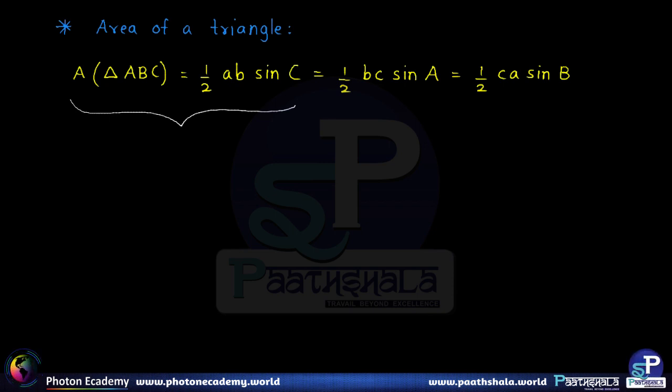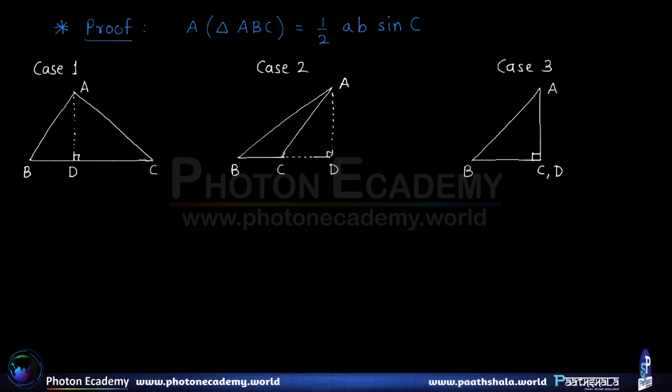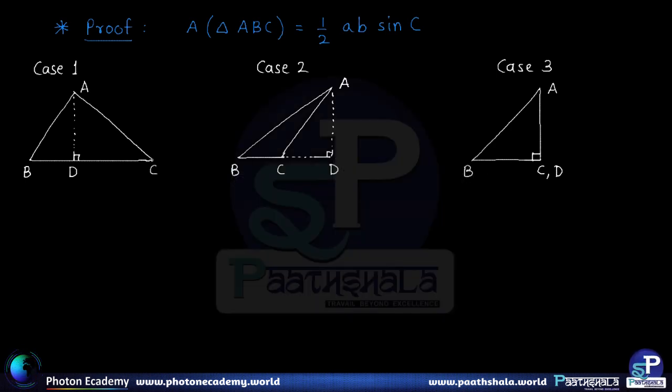So to prove this, we use a similar approach that we used in proving the sine rule. That is, we consider three different cases in which the triangle ABC can be either acute angle triangle, obtuse angle triangle, or a right angle triangle. So accordingly, here we have the three cases.